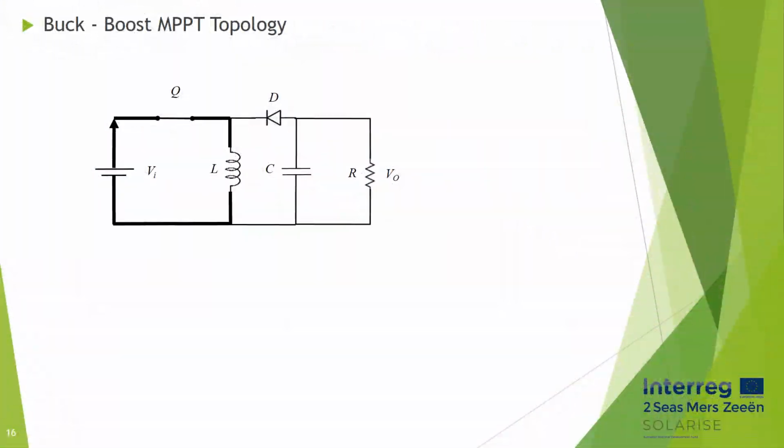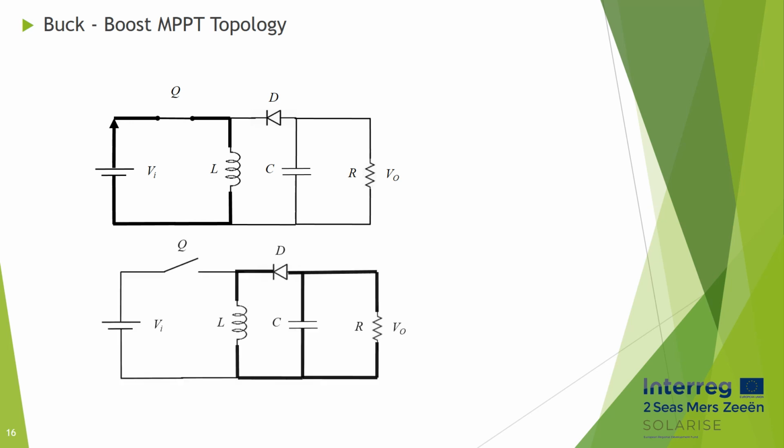A buck-boost type MPPT is equivalent to a flyback converter using a single inductor, and its topology is a combination of buck and boost types. When the switch in the figure is on, all the current flows through the switch and the inductor and returns back to the source. When the switch is off, the polarity of the inductor is reversed. The energy stored in the inductor is released and dissipated on the load resistance.